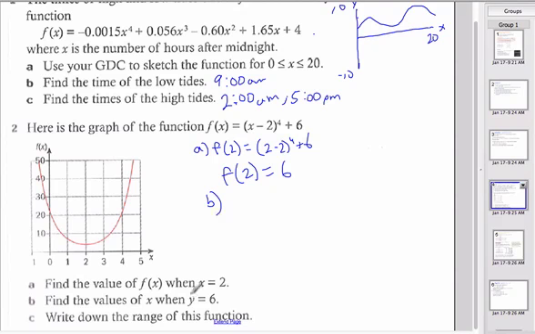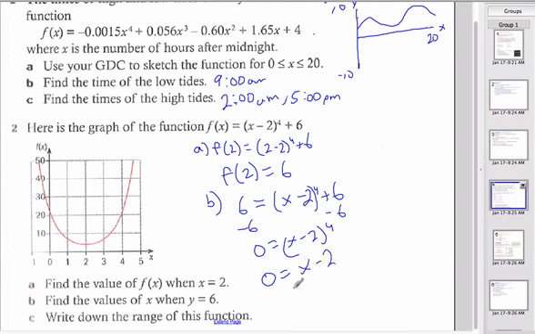Find the values of x when y equals 6. So we let the function be 6. And we'll work out 6 equals (x minus 2) to the power of 4 plus 6. And we'll subtract 6 from both sides. We'll get 0 equals (x minus 2) to the power of 4. We'll get the 4th root of both sides. 4th root of 0 is 0. 4th root of (x minus 2) to the power of 4 is x minus 2. So x equals 2.